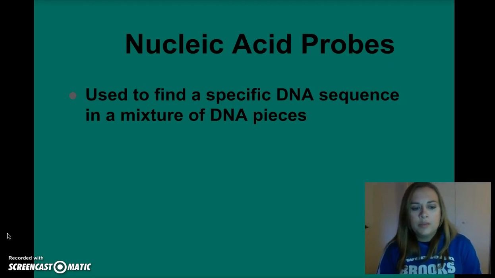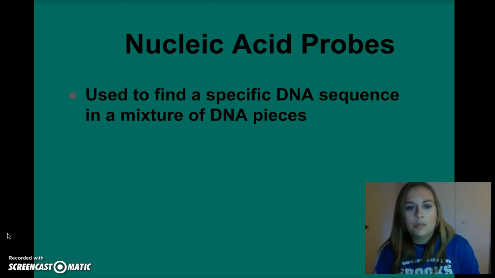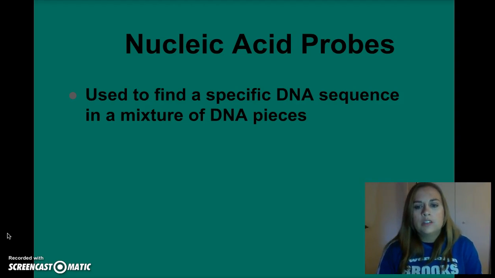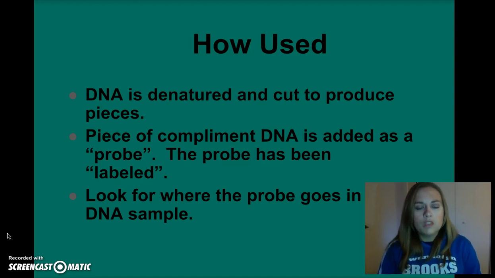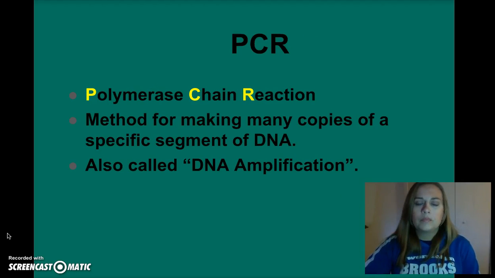All right, next we have nucleic acid probes. These are going to be used to find a specific DNA sequence in a mixture of DNA pieces. So DNA is going to be denatured and then cut up to produce pieces. A piece of complementary DNA is added as a probe, and the probe has been labeled. And then you're going to look for where the probe goes in the DNA sample, and that's essentially going to lead you straight to sequences of DNA that you're looking for.